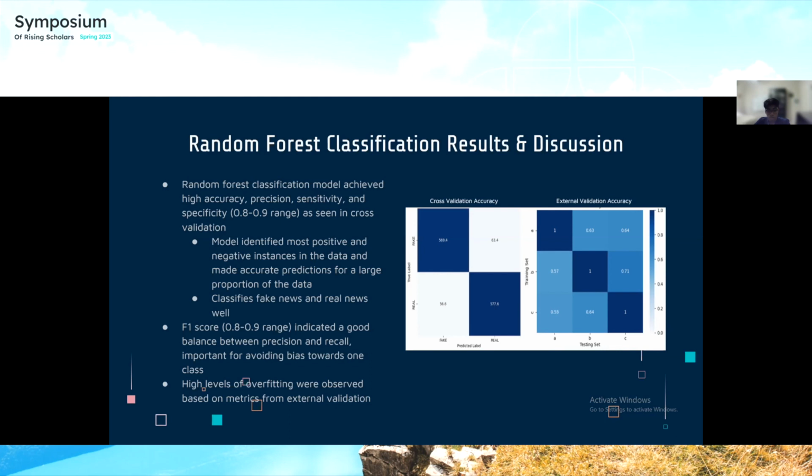Then the F1 score, which is in the 0.8 to 0.9 range, indicated that the model had a good balance between two other statistics known as precision and recall, which are important for avoiding bias towards one specific class or feature in the input data set. However, once again, similar to the Naïve Bayes model, it experienced high levels of overfitting in the external validation.